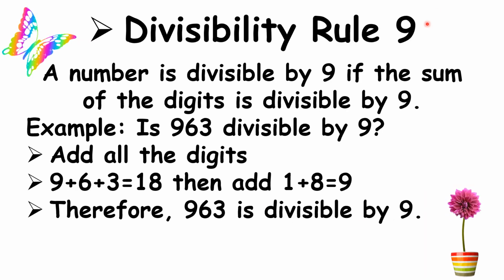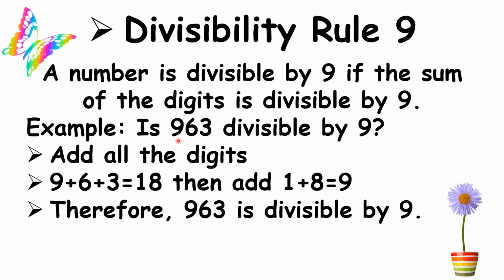Divisibility rule for 9. A number is divisible by 9 if the sum of the digits is divisible by 9. This is like the divisibility rule for 3, wherein we get the sum of all the digits to know if the number is divisible by 3. Only in this rule, the sum must be divisible by 9.